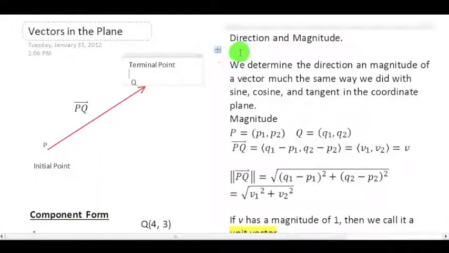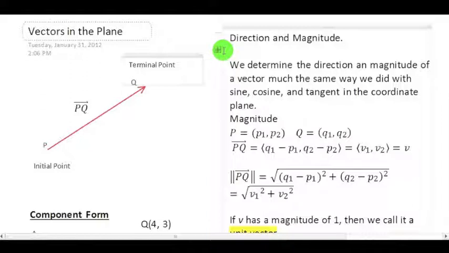Vectors in the plane. We are going to be discussing the basic introduction to what a vector is, how to calculate a vector from points in space, and how to find the direction and magnitude of vectors.